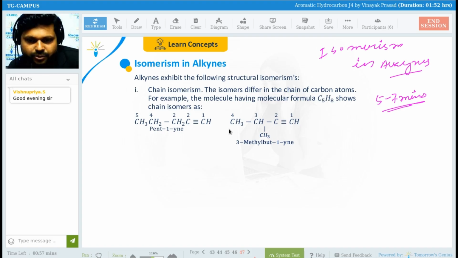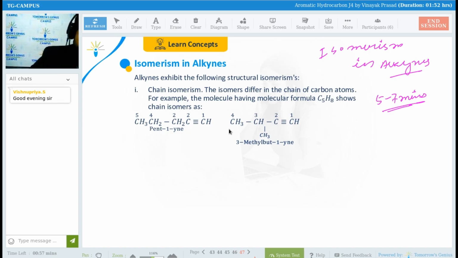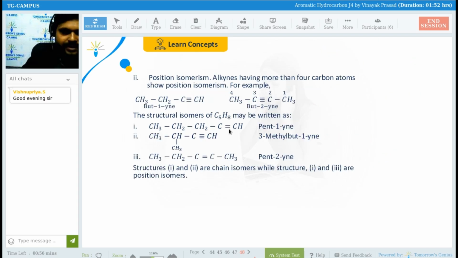So guys, we can see here the isomerism. This is chain isomerism in alkynes, right? We have taken this CH3 to this carbon, so we have got a shorter chain. Earlier it was a 5 carbon chain, now it is a 4 carbon chain. So this is known as chain isomerism. Chain isomerism is a part of structural isomerism, right? These things we have seen earlier as well.